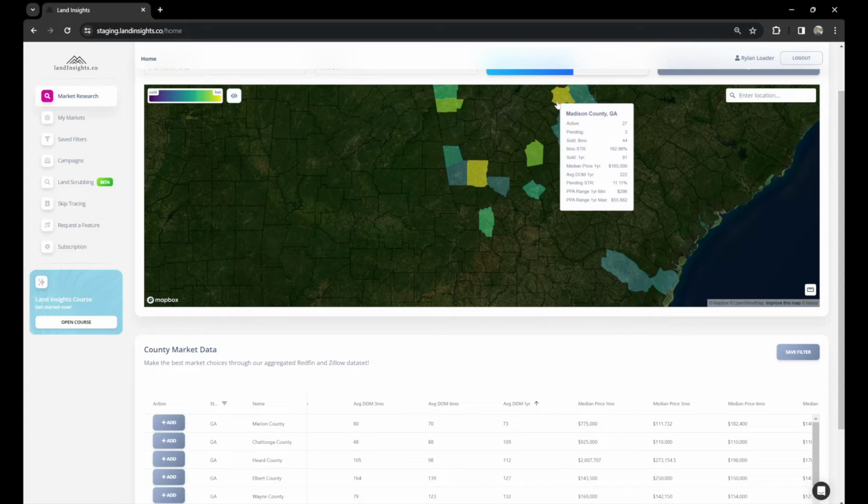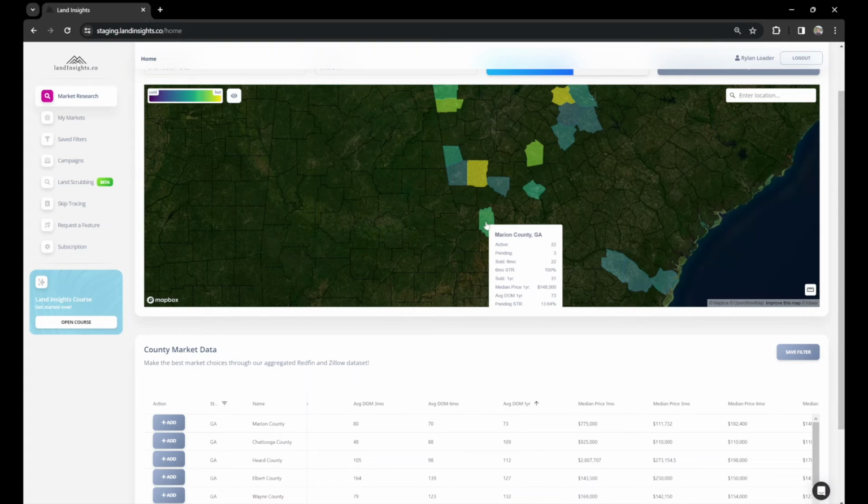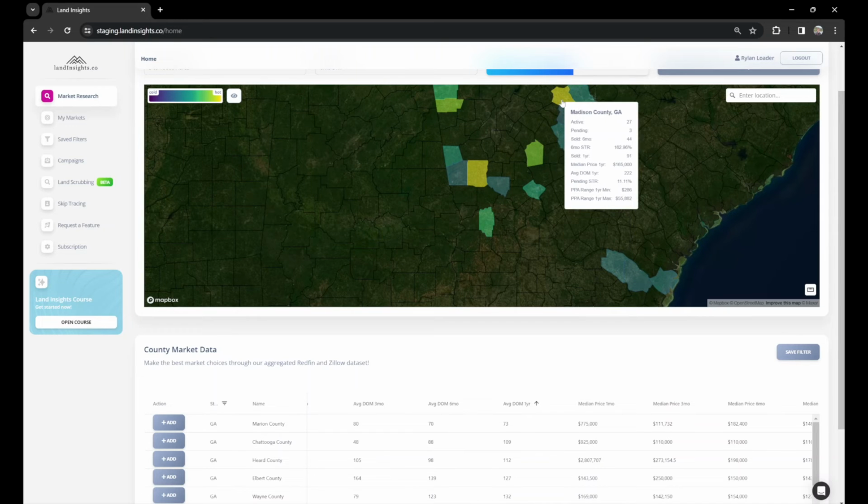And Madison County, Georgia has a high 6-month sell-through rate of 162%, 0.96%. So this one's a slightly more expensive market. As you can tell, the median price is 165,000, whereas Marion was 148,000. And you also see the min and max price per acre, 286 all the way up to 55,000 an acre, which is kind of ridiculous.